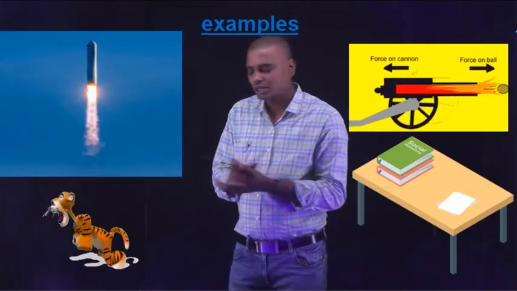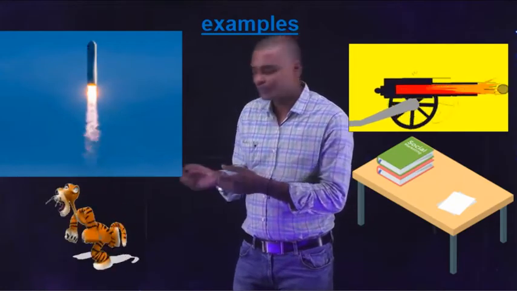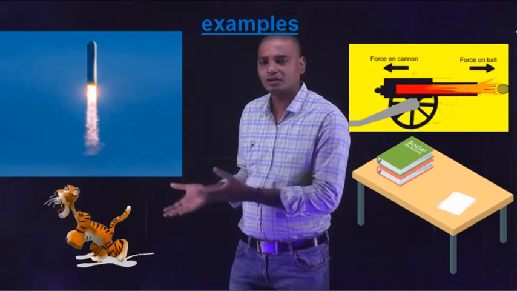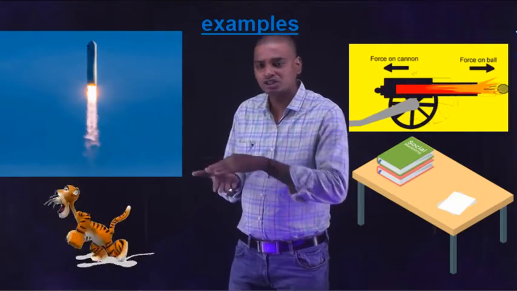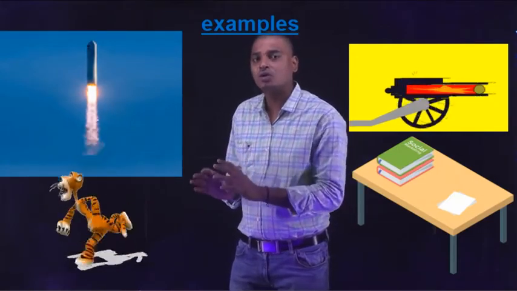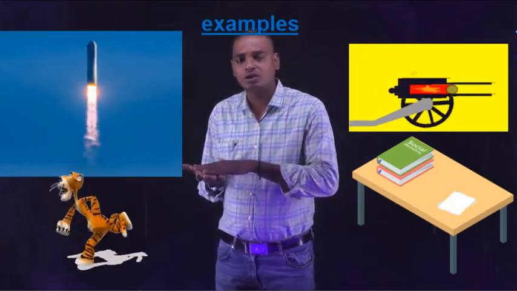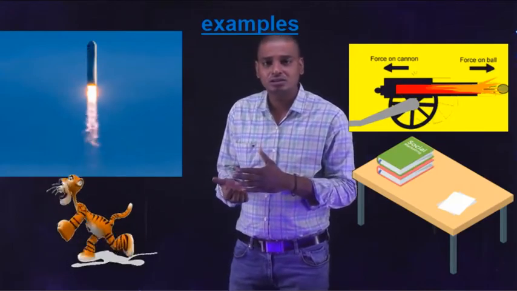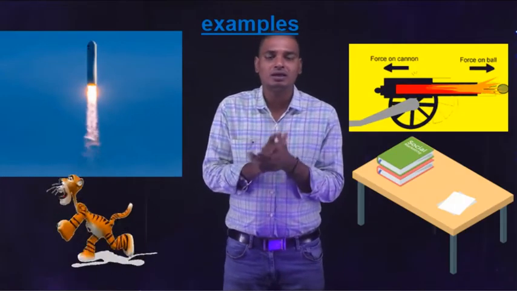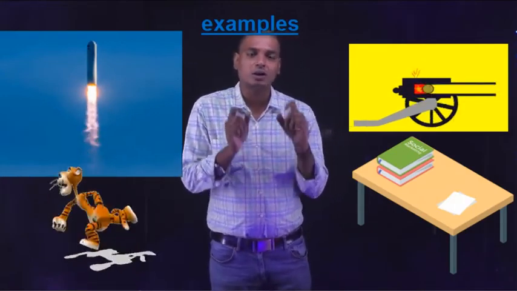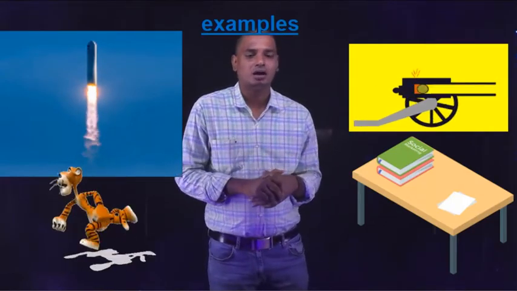Similarly, in this example, whenever you are walking on a road, your feet, or the feet of the tiger walking here, push the road backwards. In turn, the road pushes you forwards. So here the action is you pushing the road backwards while walking, and the reaction is the road pushing you forward. So I think from these examples you may understand what Newton's third law is, what action and reaction are. For every action, there is an equal and opposite reaction.